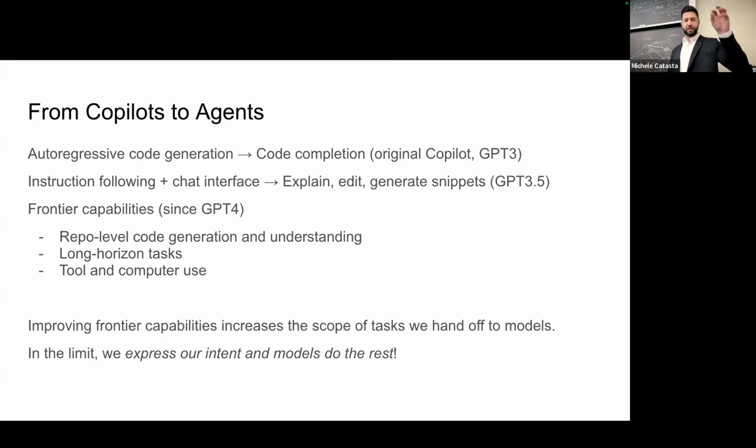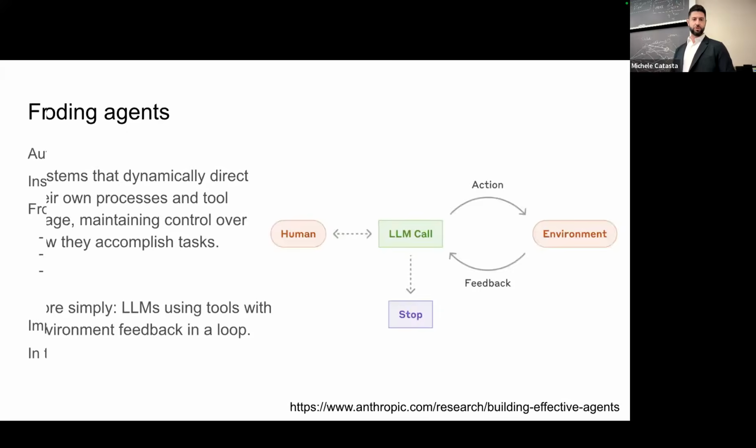So the ideal world is, at the limit, the user expresses their intent in natural language, and the model does everything else. We're not there yet, so what is the interim solution that we use today? This is how a coding agent looks. I think it's very similar to what we've been seeing since week one. It's a system that is capable of dynamically directing processes and tool usage, but it still maintains control over how they actually accomplish the tasks.